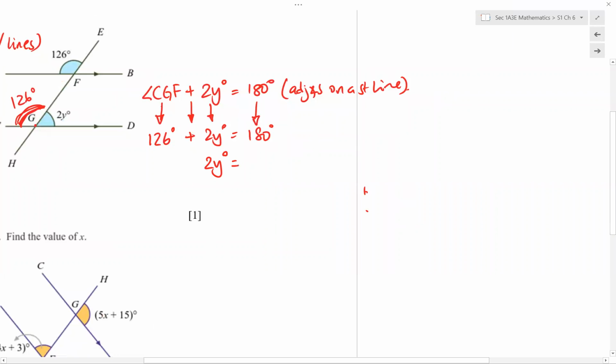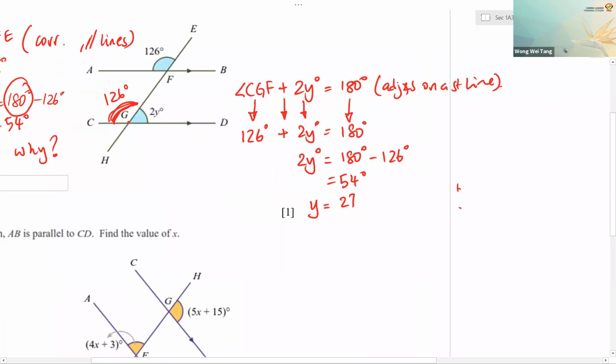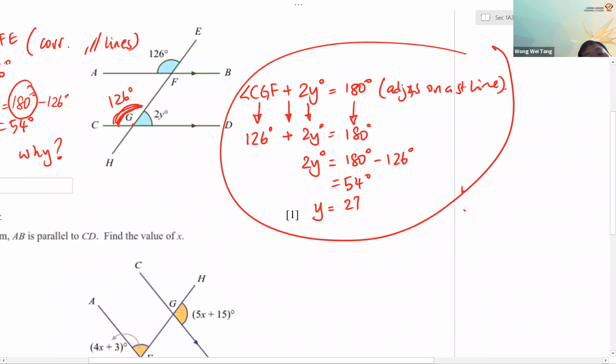54. How do you get 54? 180 minus 126. Okay, good. So 54 degrees. Okay, what next? Final step. y equals 27 degrees. How do you get 27? Divide by 2. Very good. Okay, so this is how you do it. If you look at it, really it's not complicated. Just keep calm, follow the different properties that you have learned.